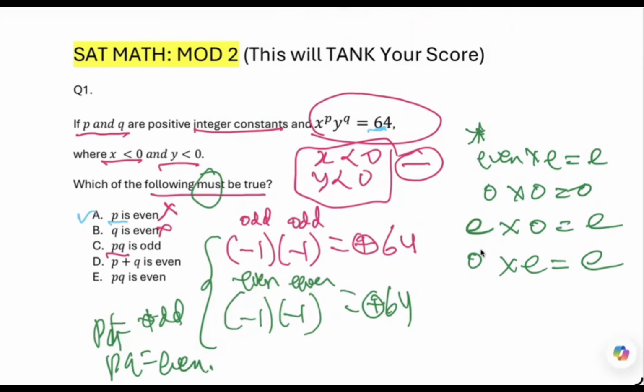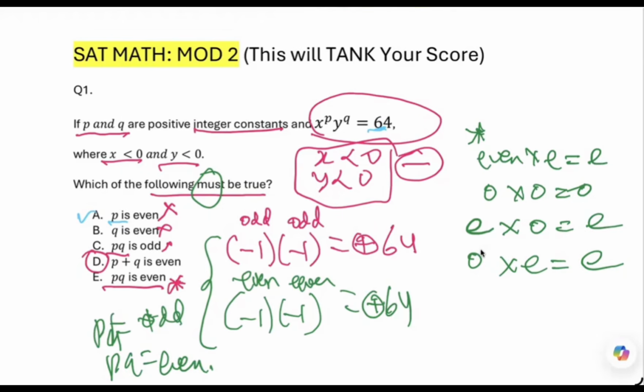Well, we said the two numbers have to be what? Two odd numbers or two even numbers. When you multiply two even numbers, you get an even number. When you multiply two odd numbers, you get what? Odd number. Therefore, PQ cannot be odd. It's not necessarily true. The same thing, E is not true. The only option is what? D. Why? We need a positive number. Therefore, the base has to be what? The two negatives have to be there.